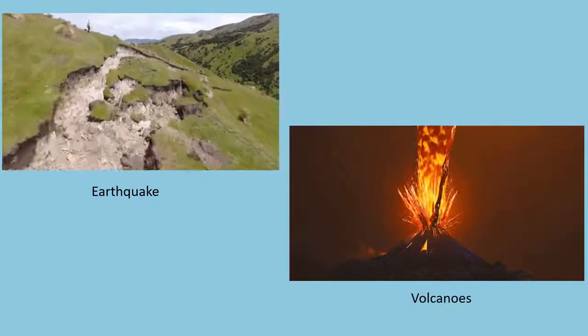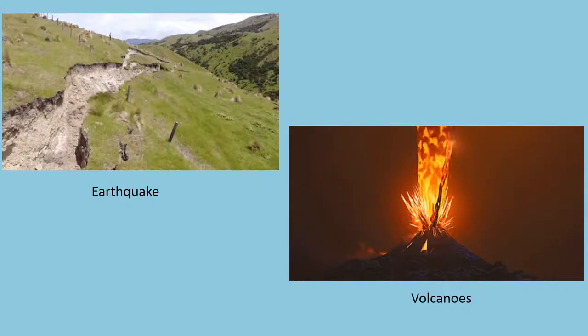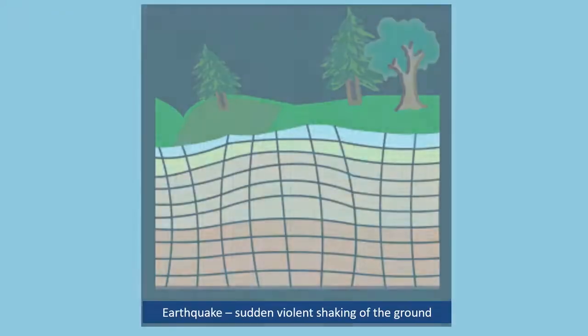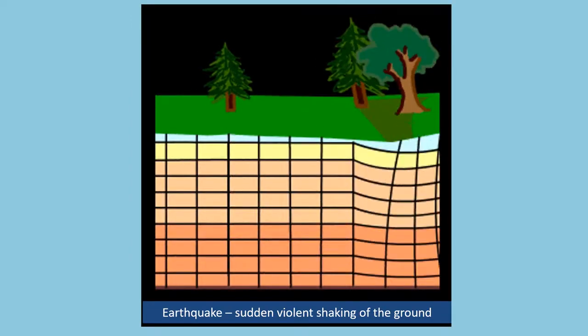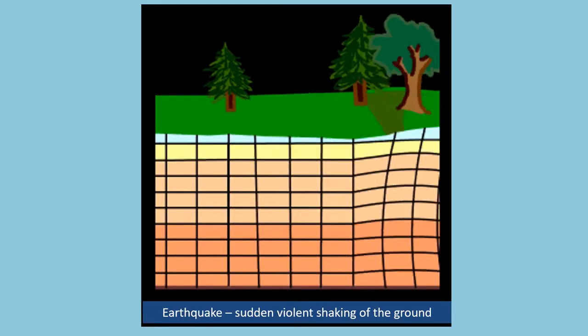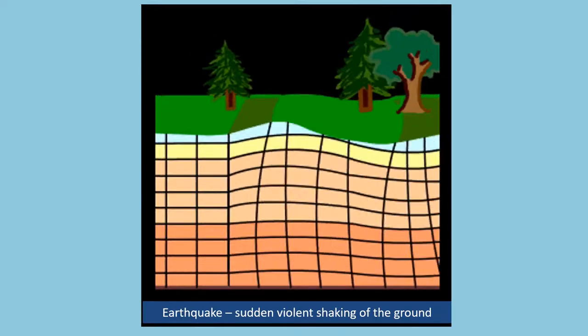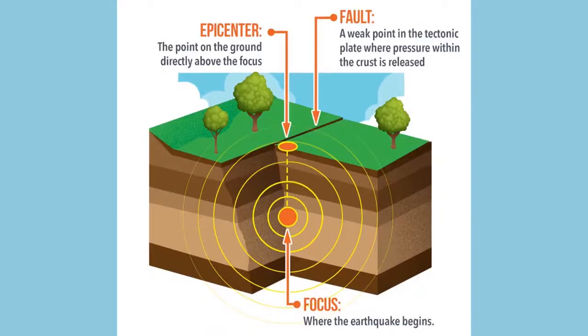Now children, we will learn about the earthquakes and volcanoes. These are also caused by the movements of tectonic plates. An earthquake is a sudden, violent shaking of the ground as a result of movement inside the Earth's crust and volcanic action. It causes great destruction. The point of origin of an earthquake under the surface is called focus. The point on the Earth's surface vertically above the focus is the epicenter.